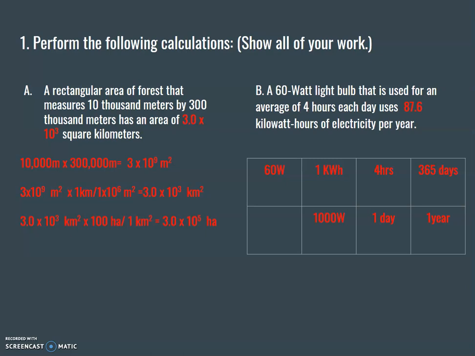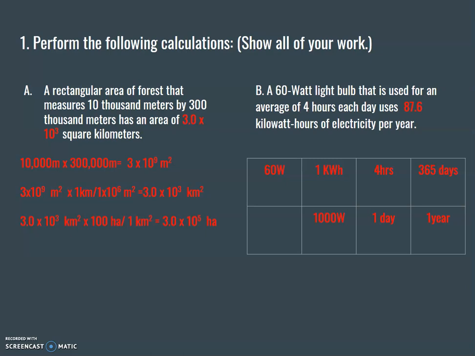So let's go ahead and figure out it's 10,000 meters times 300,000 meters, which gives us 3 times 10 to the 9th meters squared. We know that 1 kilometer squared has 1 times 10 to the 6th meters squared, so that gives us 3 times 10 to the 3rd kilometers squared, which is the answer that's filled in the problem up there for you. But then it also asks for hectares. So 100 hectares is equal to 1 kilometer squared. And so that's 3 times 10 to the 5th hectares. So you can go ahead and add that all in.